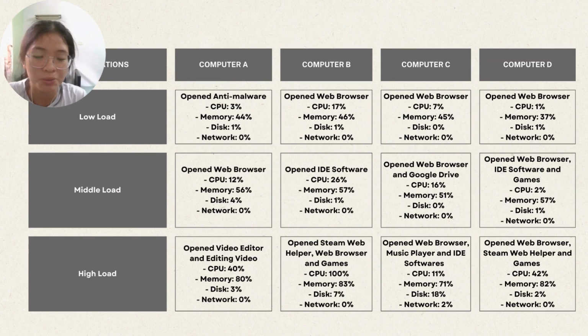We are testing the computer performance based on the load that we assign, and this is the result from the Task Manager. We can see for the category low load, computer D has the lowest memory with 67%, and it consumes only 1% of the CPU. For the middle load, we can see computer D has a memory of 57%, but it only takes 2% of the CPU, which is less CPU than the others consume. When it comes to high load, we can see the highest memory is computer B with 83, but the CPU consumes 100%. And the lowest CPU consumption is computer C with memory usage of 71.